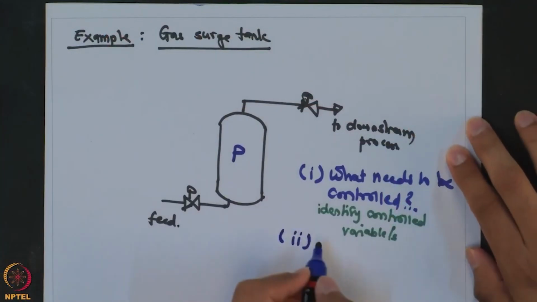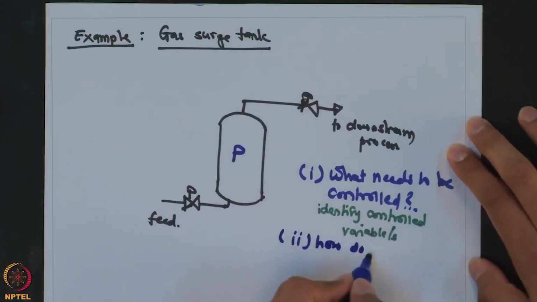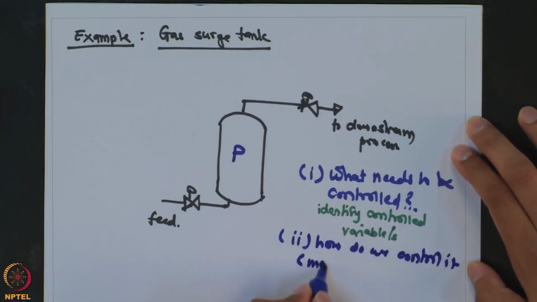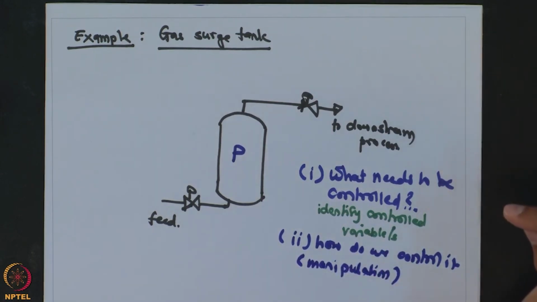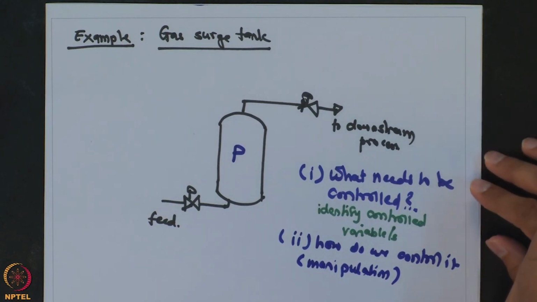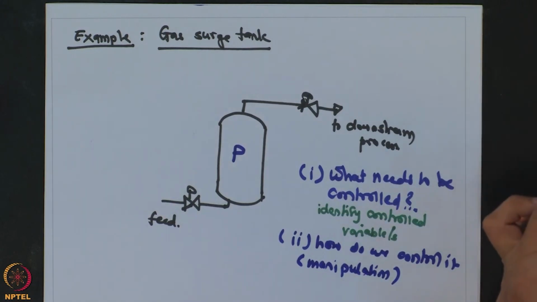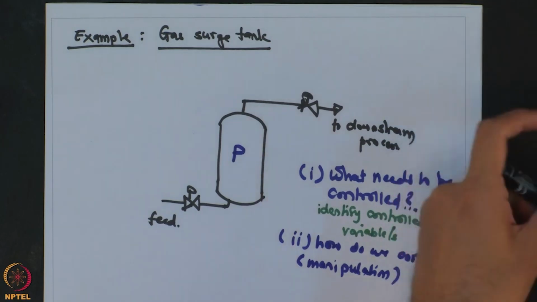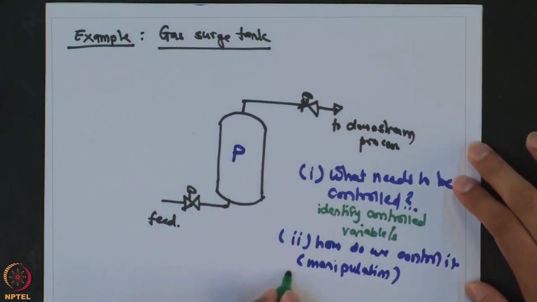The next question we have to ask is, how do we control it in terms of manipulation? If you have to really control the pressure inside this vessel, what are the handles or things which you can manipulate in case pressure is not equal to its set point, and how do we bring it to its set point? In other words, that means we have to identify manipulated variables.